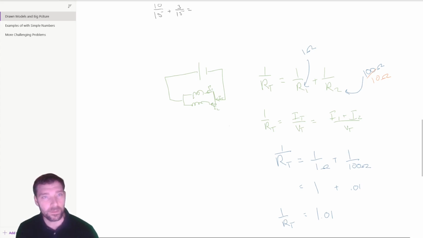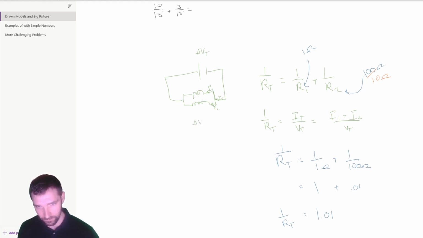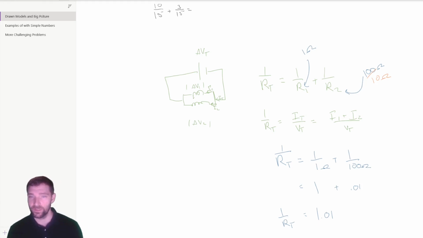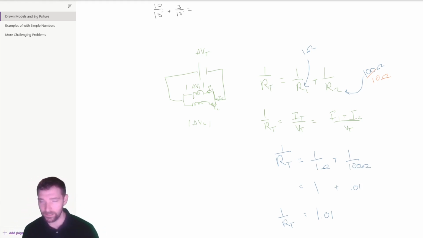But we can see that we have this change in VT right here, which is the same as the change in V2, as well as the change in V1. They are the same value. So now we have the same voltage across all of these. So that's what we want to have be the denominator.